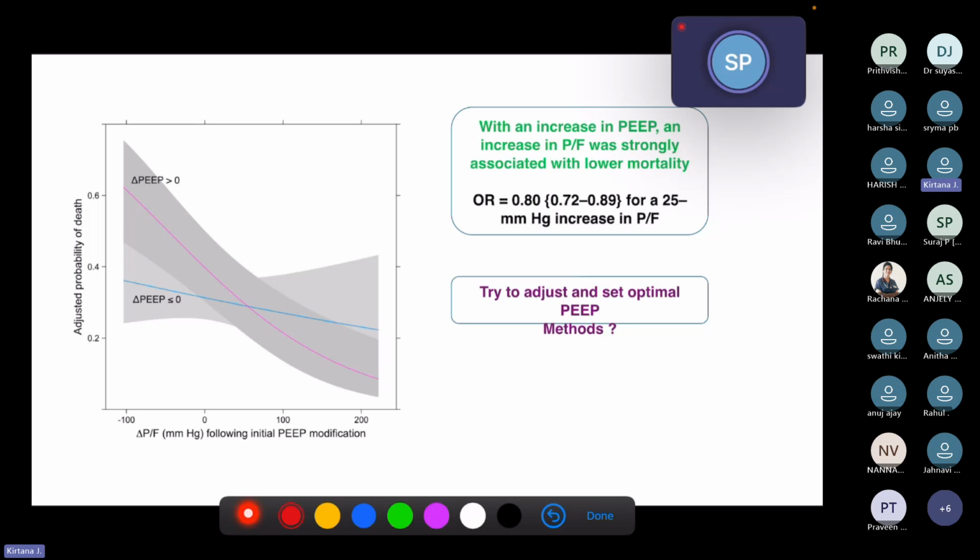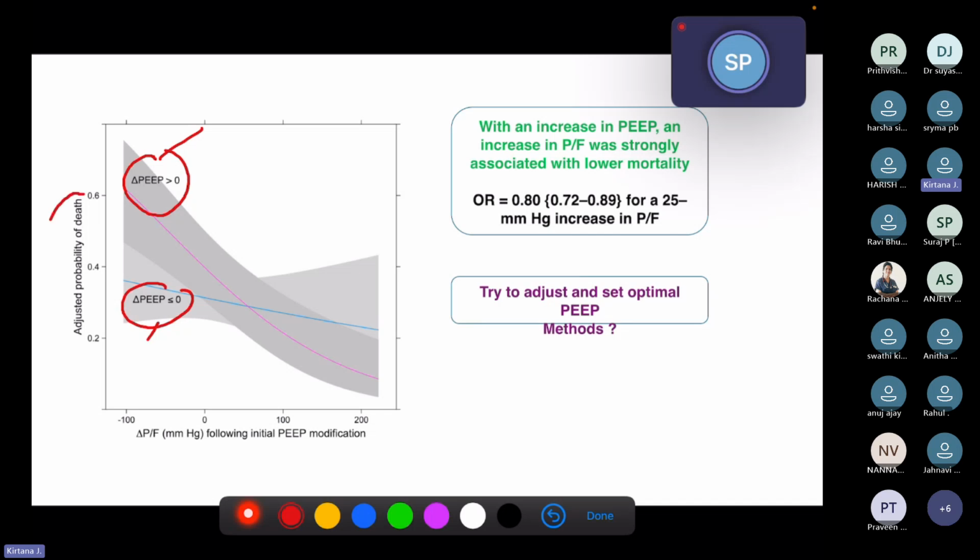There were three major trials, the ARDSNet trial, the LOVS trial, and the EXPRESS trial, which compared low PEEP to high PEEP ventilation and tried to plot mortality. In none of these trials were they able to show that high PEEP reduces mortality. But this post hoc analysis divided patients into two categories: patients in which the PEEP was increased, and patients in which the PEEP was decreased.